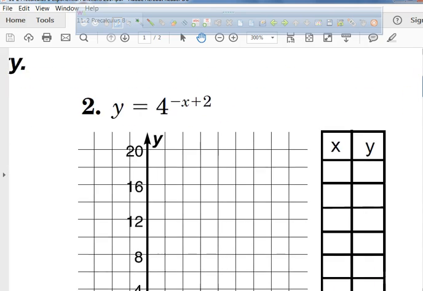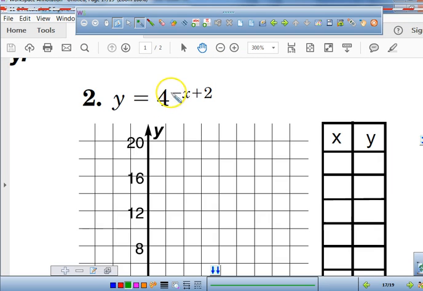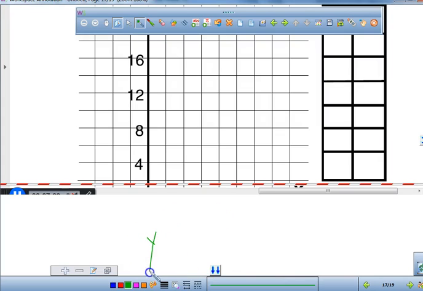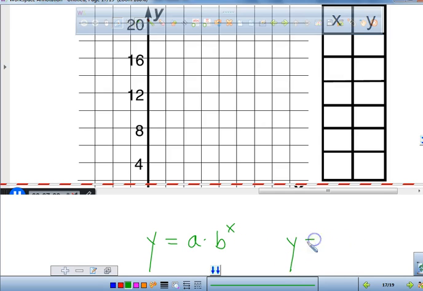Okay, so we're going to go to the tricky one. What makes this one a little bit tricky? What does it look like your b value is? But it's not. Let me show you why. Write down number 2 in your journal. I'll show you why the b value really isn't the number 4. Check this out. If I have y equals a times b to the power of x, all right? And my equation is y equals 4 raised to the power of negative x plus 2. Does this equation deal with a positive x or a negative x? It deals with a positive. So we got to make sure we change this x to positive.